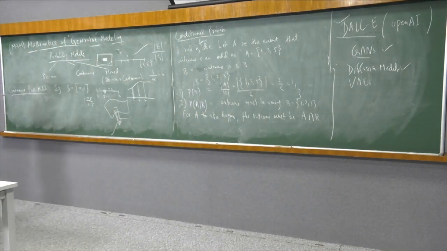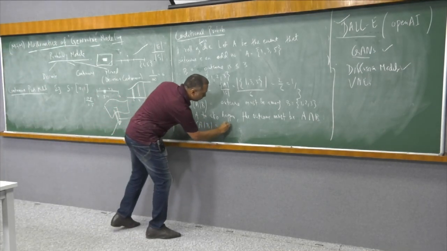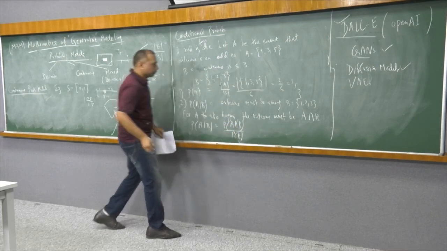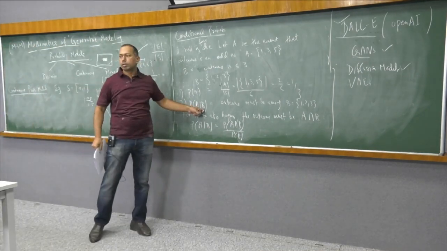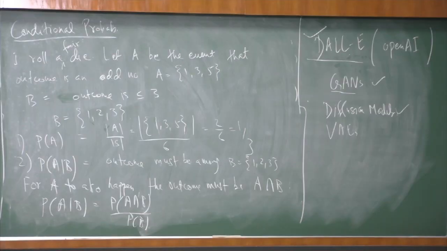And A intersection B is happening over B. B is now a reduced sample space. So the formula is now very clear: probability of A given B is probability of A intersection B divided by probability of B. So in conditional probability, whenever B is given, this becomes your reduced sample space. That's the main thing to notice. And since A has to happen after B, they must intersect, like A and B should both happen. That's how this formula reduces to this.